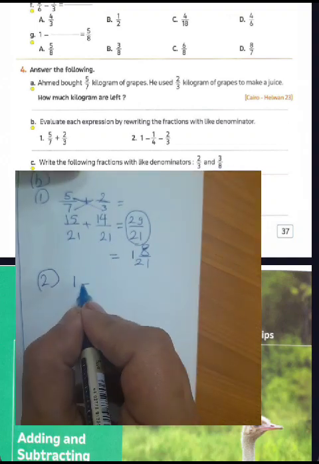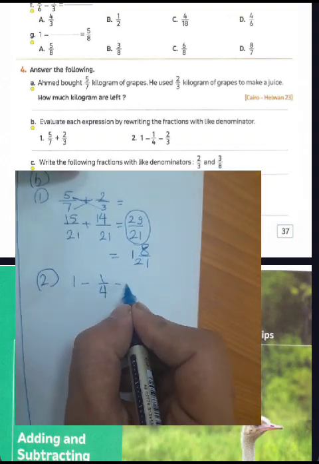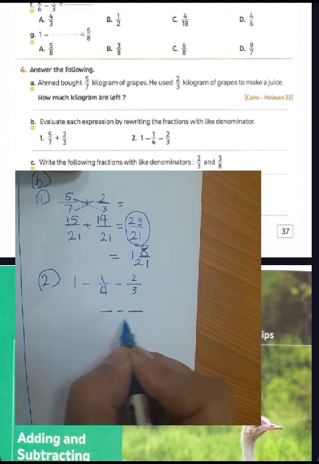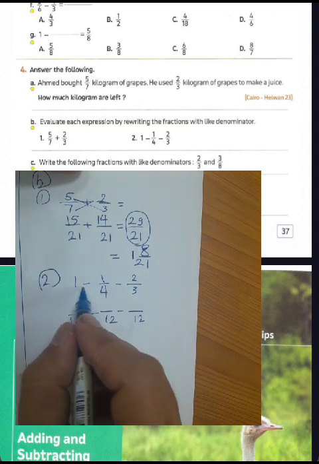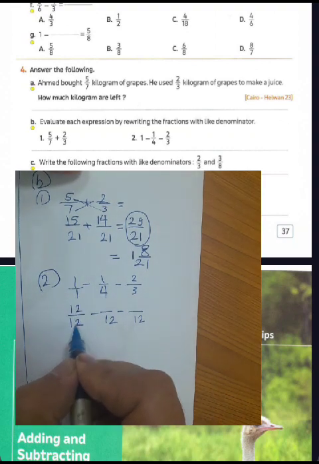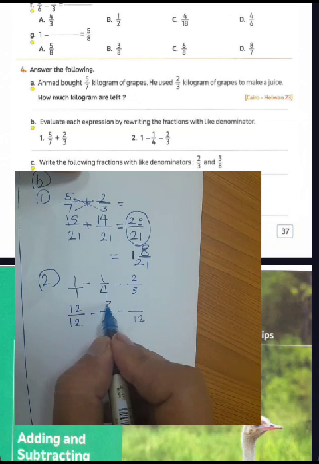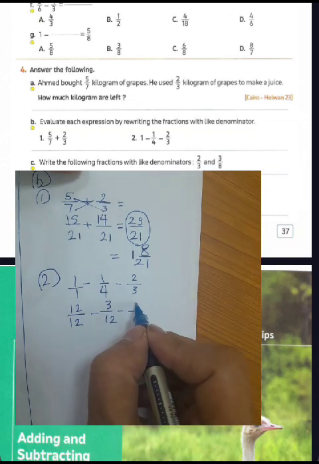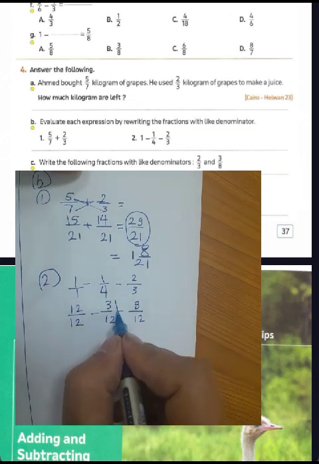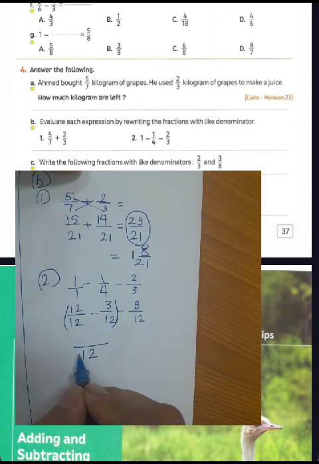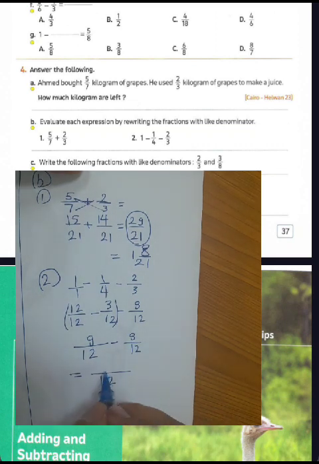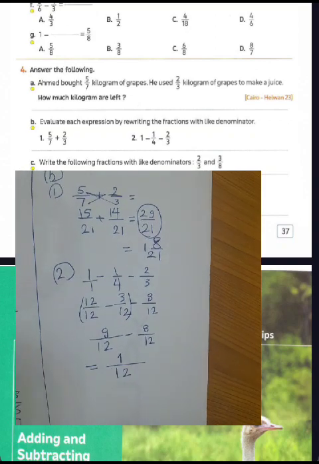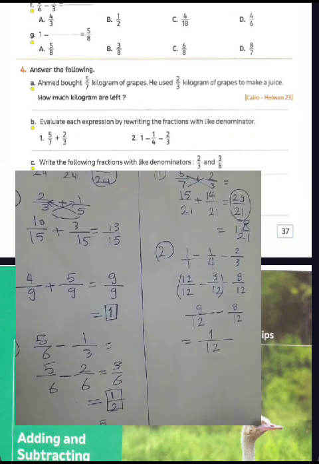Next question, number 2: 1 minus 1 over 4, minus 2 over 3. We can write 12, the least common multiple of all the denominators. 12 over 12 is 1, 3 times 4 equals 12, 1 times 3 equals 3, 3 times 4 equals 12, 2 times 4 equals 8. First step, the difference between two numbers: 12 minus 3 is 9, minus 8 over 12. Then write 12 in the denominator, 9 minus 8 equals 1, the result will be 1 over 12.